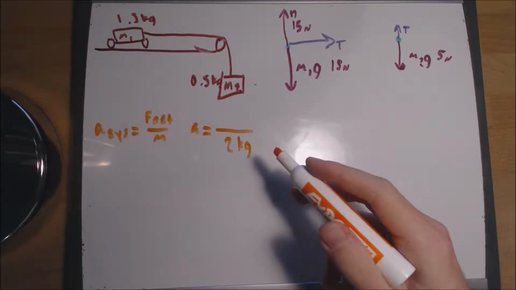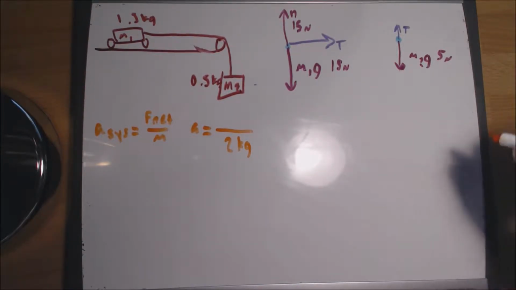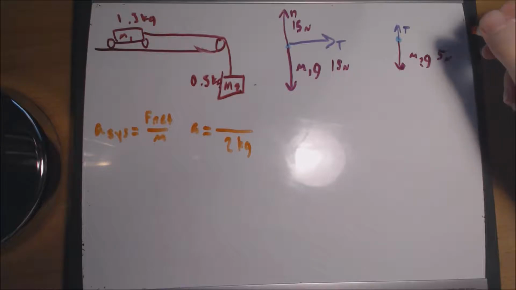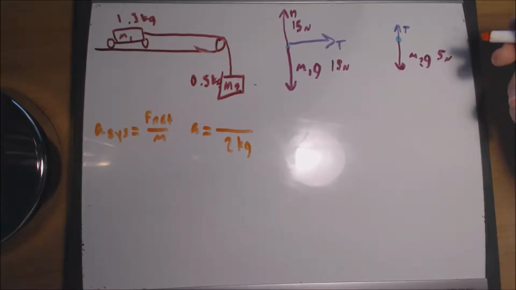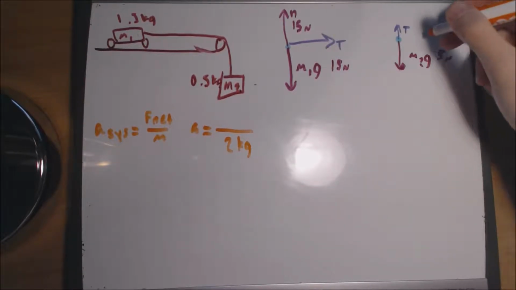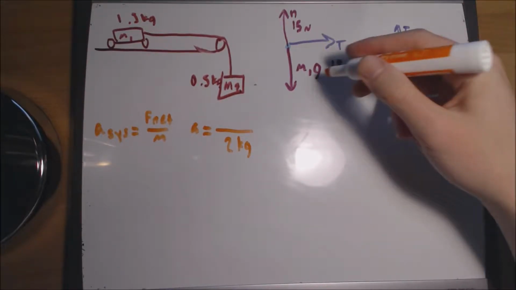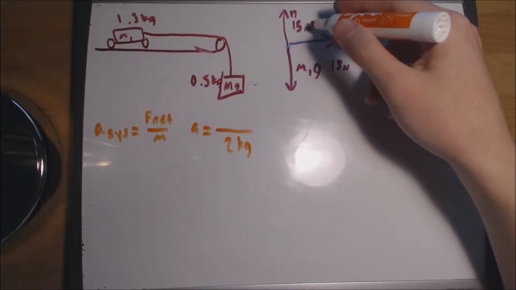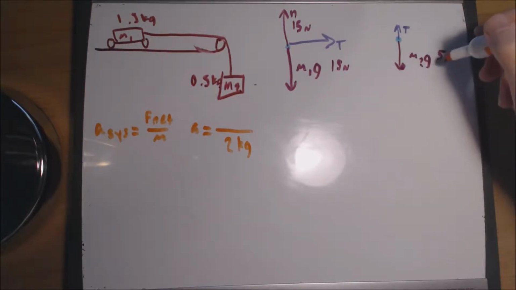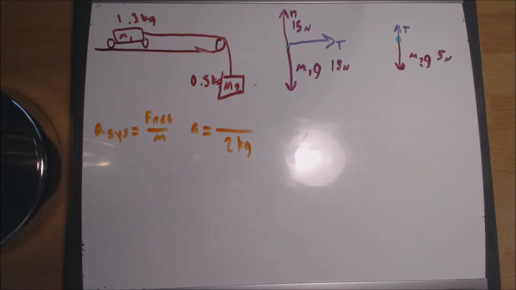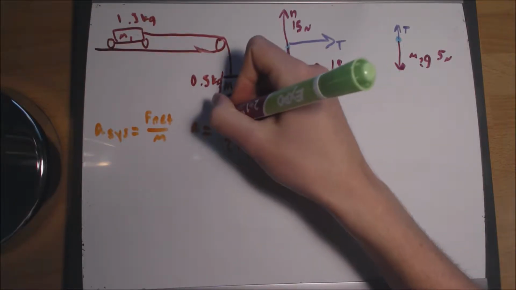To get our net force, we're going to use the unbalanced force. The two tensions cancel each other out, and the M1G and the normal force cancel each other out. So our net force is just going to be M2G. Let me write that out for clarity.